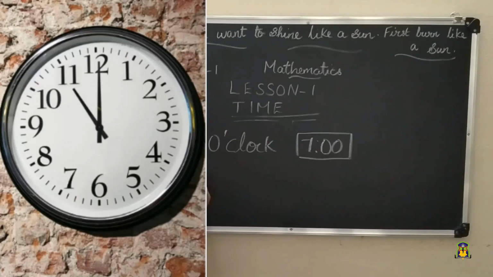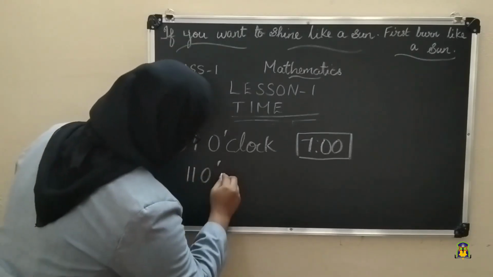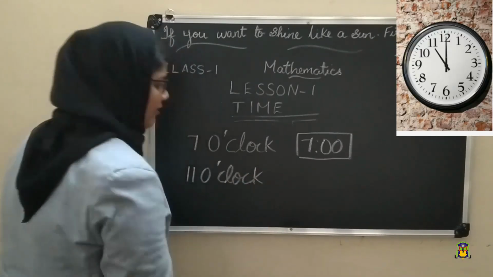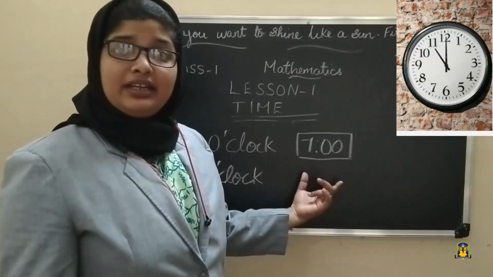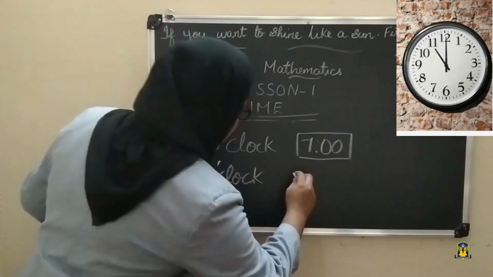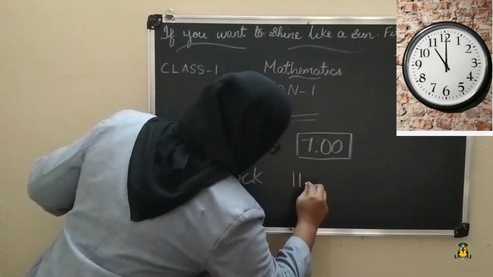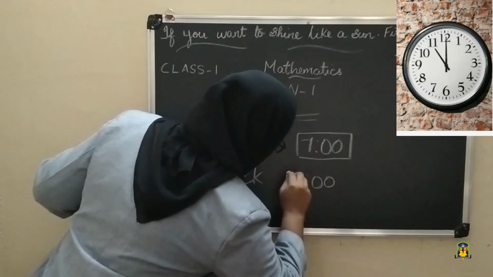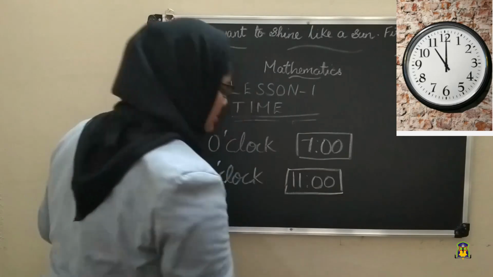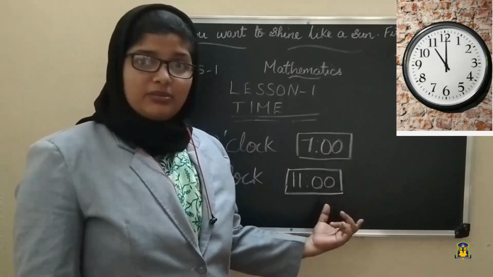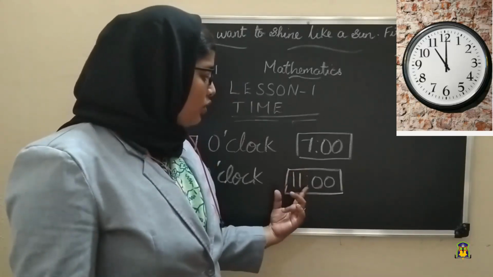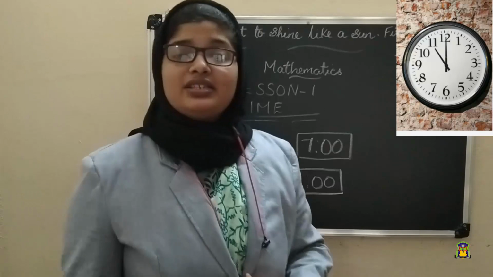11 o, apostrophe, C-L-O-C-K, clock. 11 o'clock. Then how will we write the time in number? Yes, 11, put two dots, 0, 0. This is a digital clock. The time is written like this. In a digital clock, the time is written like this: 11, 2 dots, 0, 0. That is 11 o'clock.